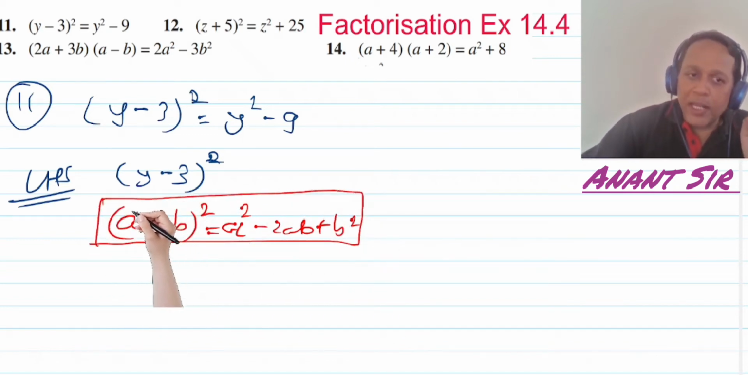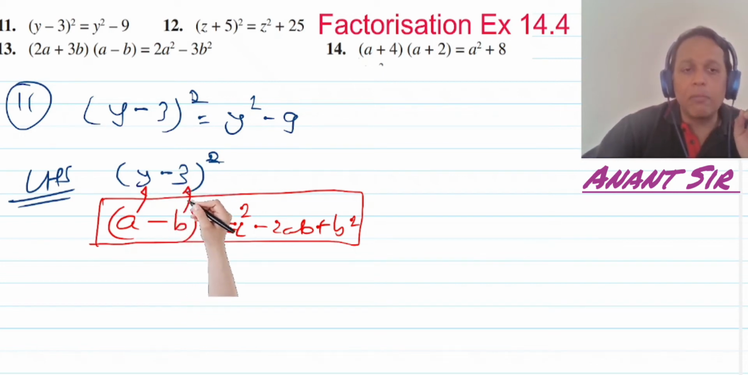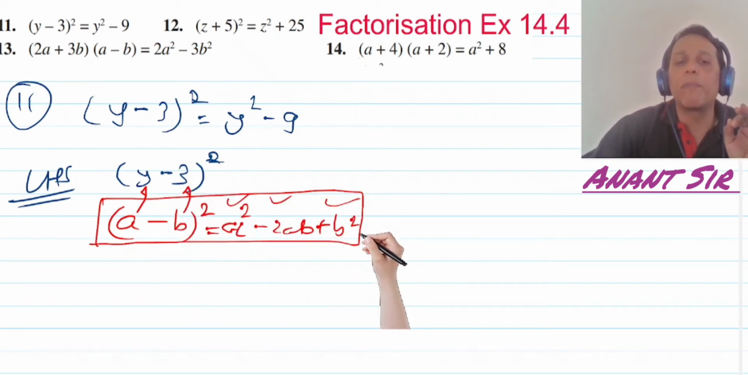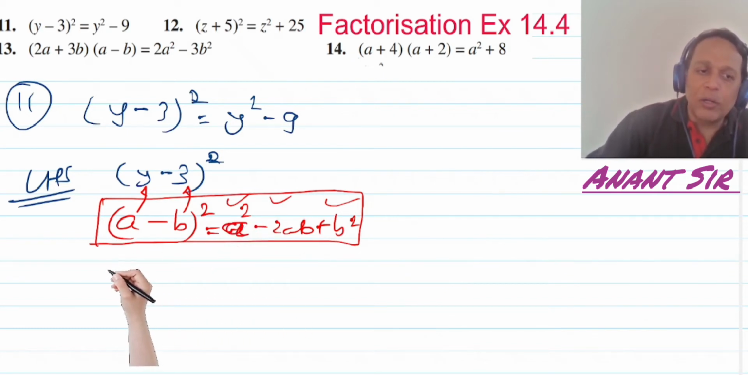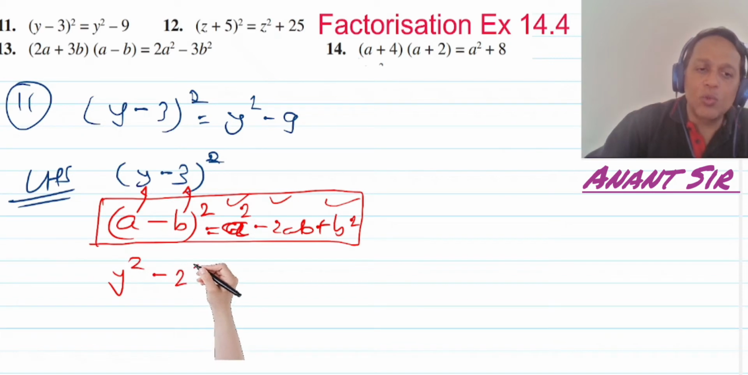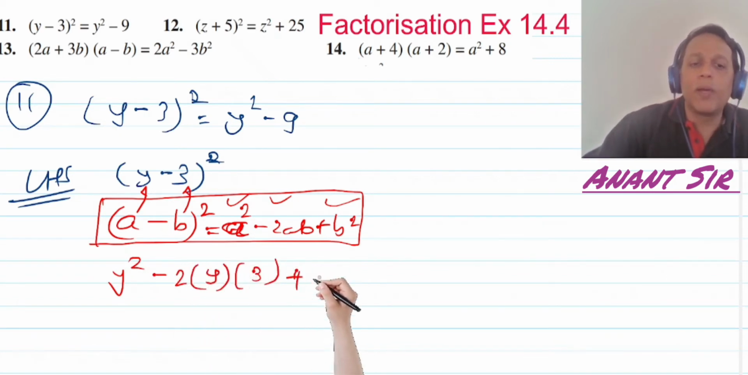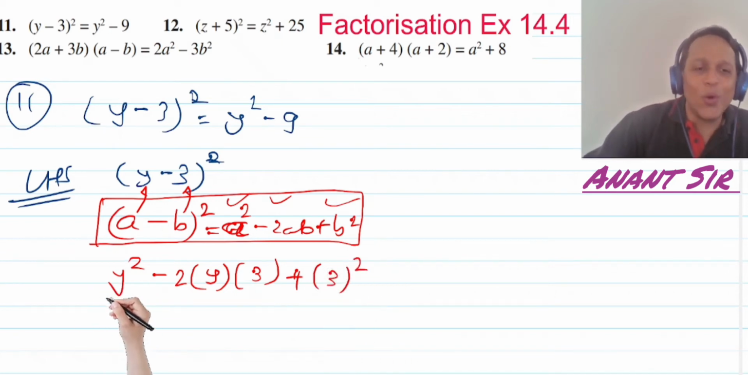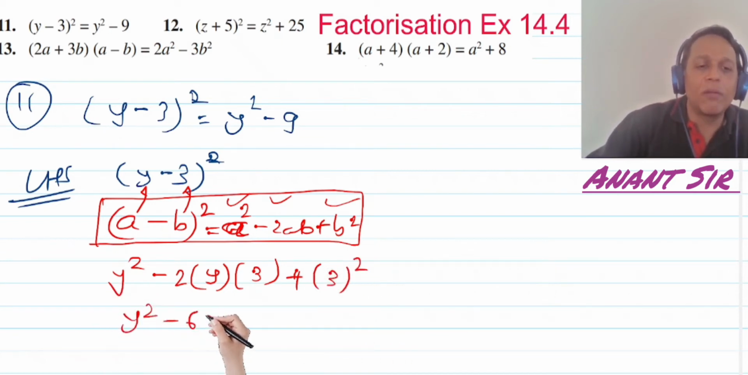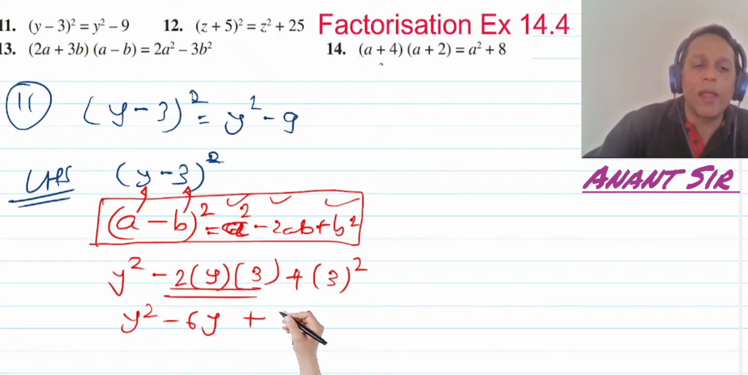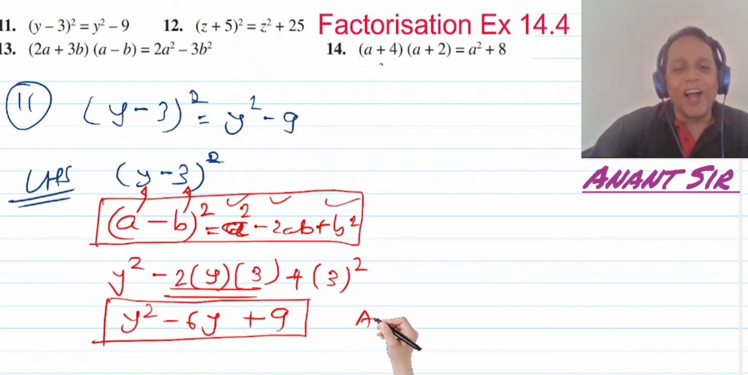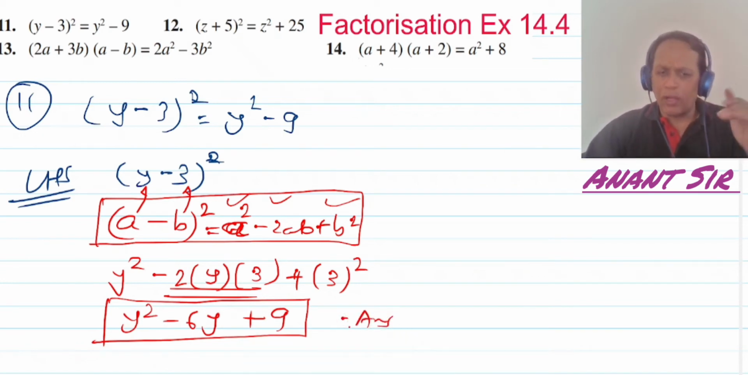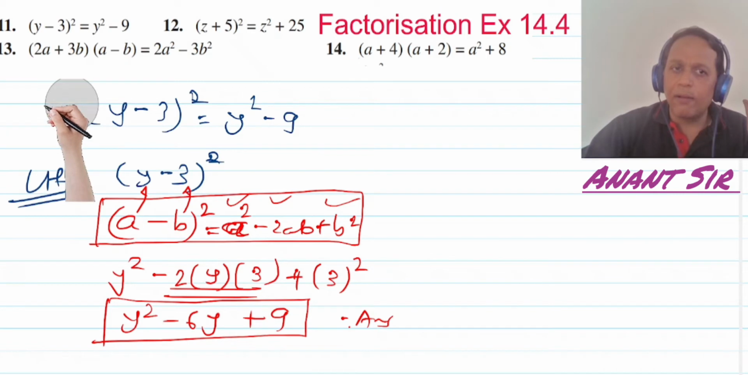So we have to replace a by y here and b by 3 in this formula and we'll get the answer. So a square, I replace a by y, so it will be y square minus 2 into a is y and b is 3, plus b square is 3 square. So the final answer is y square minus 6y plus 3 square, which is 9. So this is actually the answer. So we have done the correction.